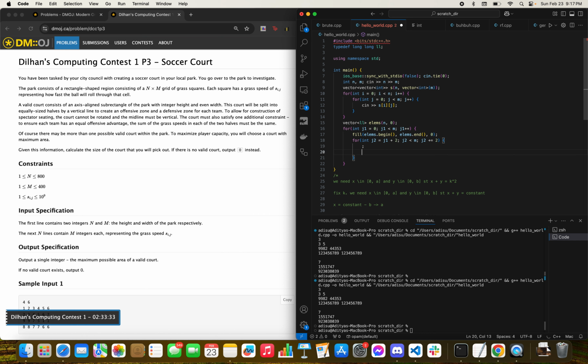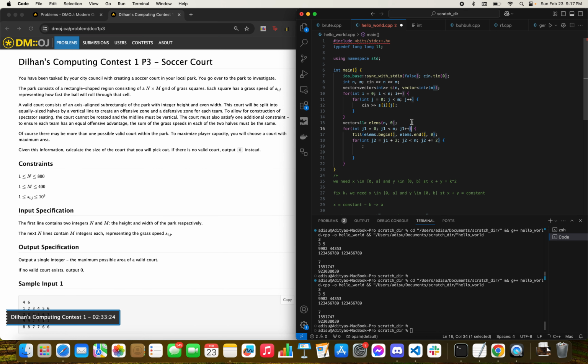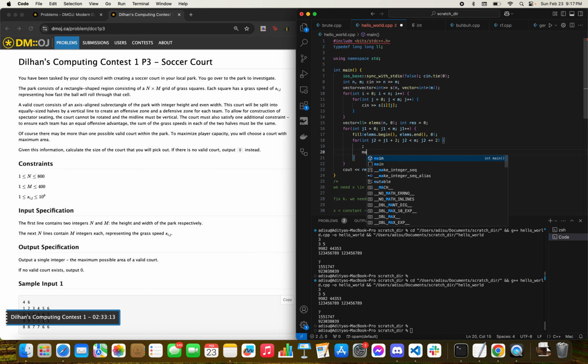Okay, now what do we want? We want prefix sums, right? Oh, how nice of them. You don't even have to output the actual construction. You can just output the size. Alright, so what's the most naive thing?